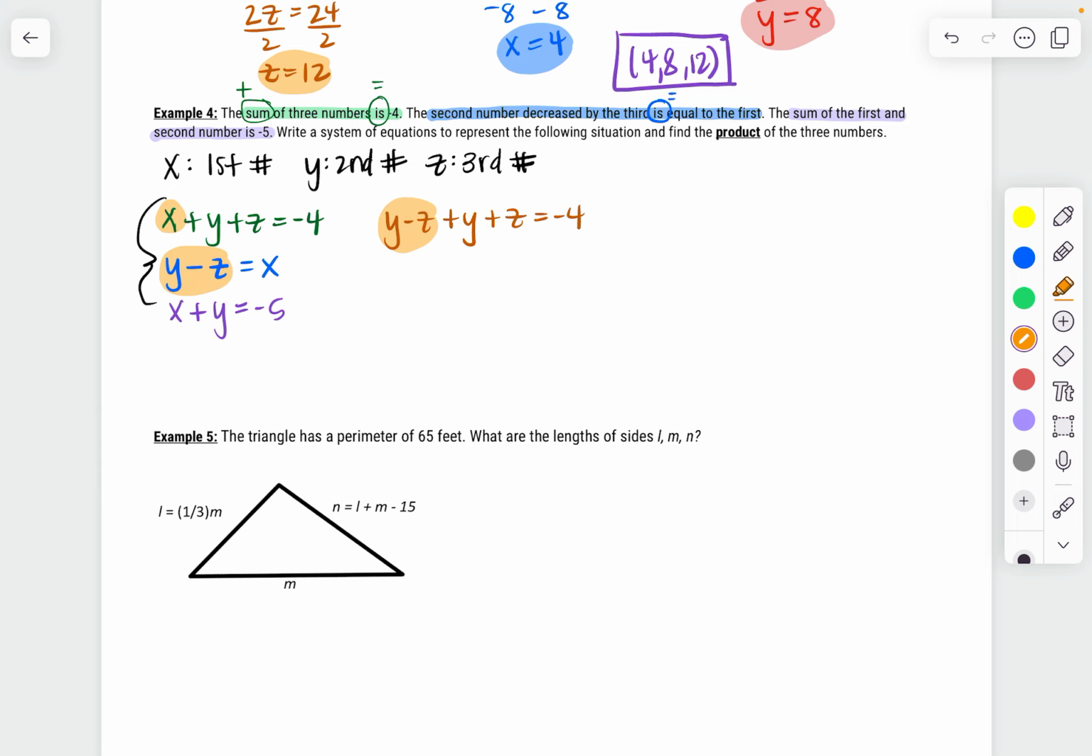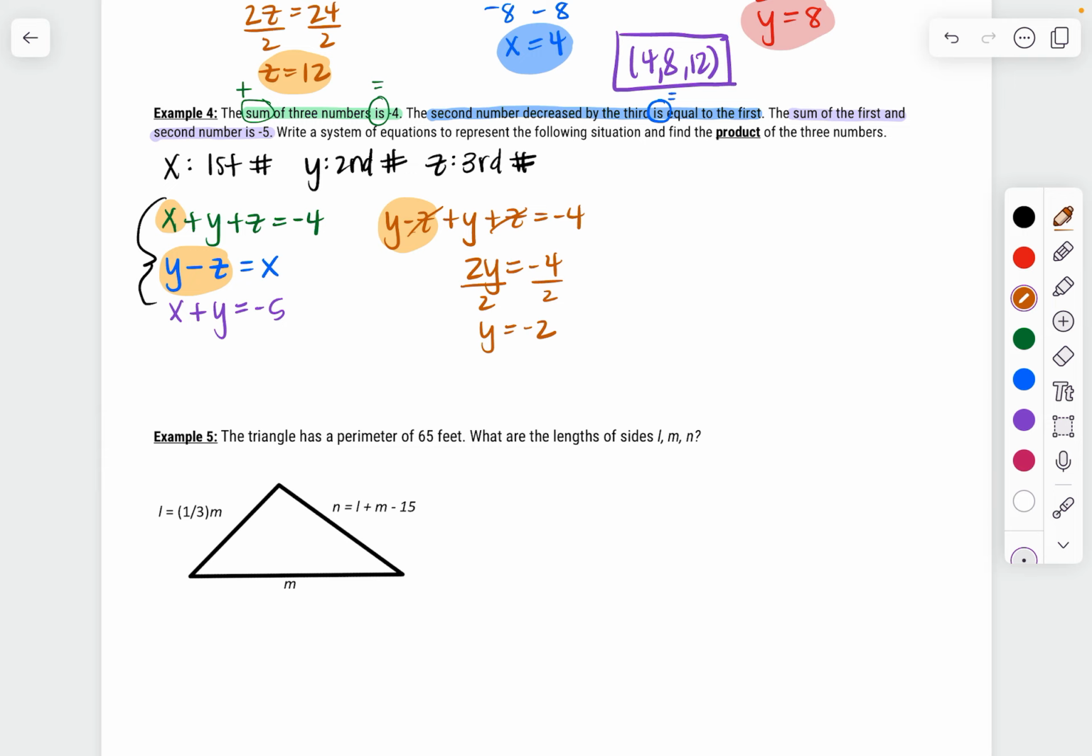Now, this is nice because in order for me to simplify this, I can say that -z and +z cancel each other out, and I end up with 2y equals -4. Divide by 2, divide by 2, y is equal to -2. So that's one piece of the puzzle.